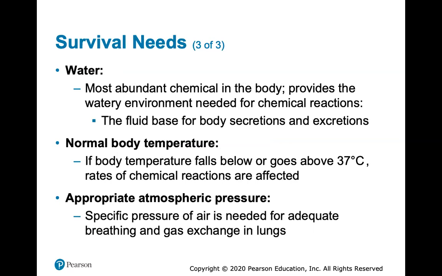Normal body temperature: if body temperature falls below or goes above 37 degrees Celsius, rates of different chemical reactions can be affected. They'll go too slow or too fast if your body's too cold or too hot. 37 degrees Celsius, in Fahrenheit 98.6, is normal.